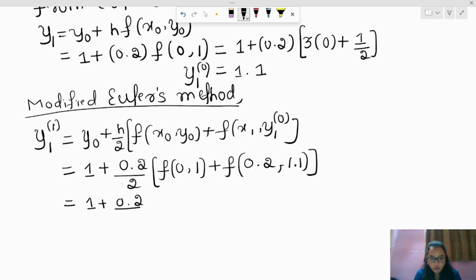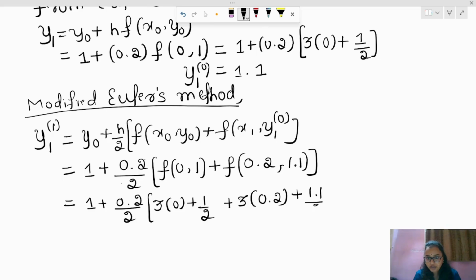It is 1 plus 0.2 divided by 2, multiplied by f of 0 comma 1, which is nothing but 3 times 0 plus 1 divided by 2, plus f of 0.2 comma 1.1, that is 3 times 0.2 plus 1.1 divided by 2. Calculating this together, we get the solution as 1.165. So this is the value of y1 at first approximation.